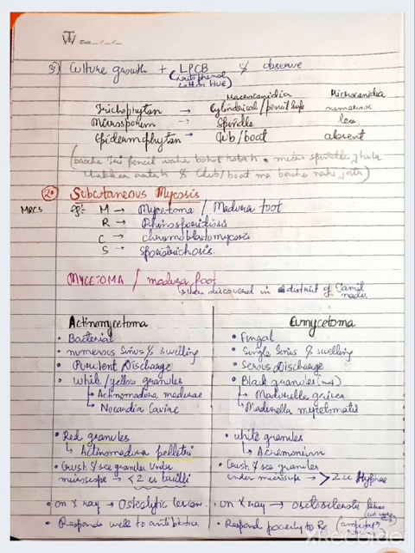Now, we'll take the culture growth with LPCB, which is lactophenol cotton blue stain, and we'll observe that in Trichophyton the macroconidia are cylindrical, pencil shaped. In Microsporum these are spindle shaped, and in Epidermophyton these are club or boat shaped, while the microconidia in Trichophyton are numerous. In Microsporum these are few, and in Epidermophyton these are absent.